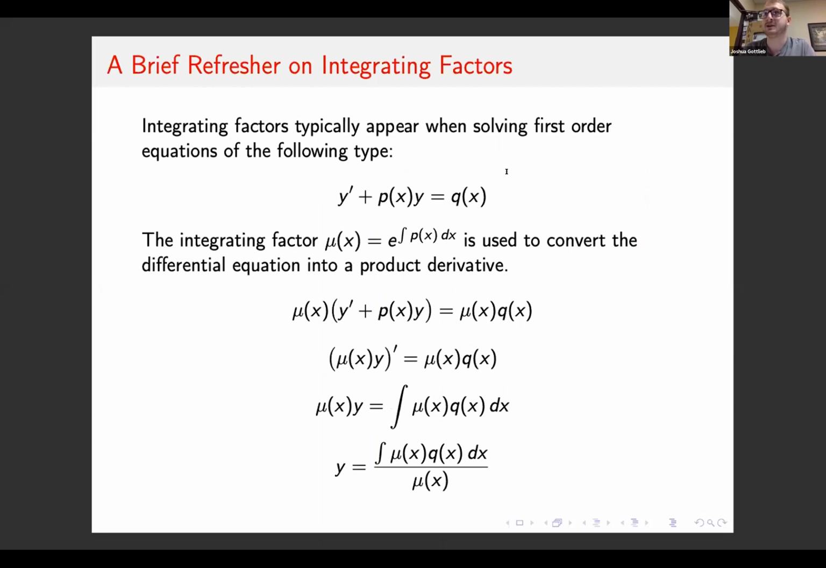Integrating factors typically appear when solving first order differential equations of the following type: y prime plus p of x y equals q of x. And we denote the integrating factor mu of x as e raised to the integral of p of x dx, and it's used to convert the ordinary differential equation into a product derivative. So if we multiply our ordinary differential equation by mu of x, the left-hand side collapses into a product derivative, which allows us to integrate and divide to get our solution.